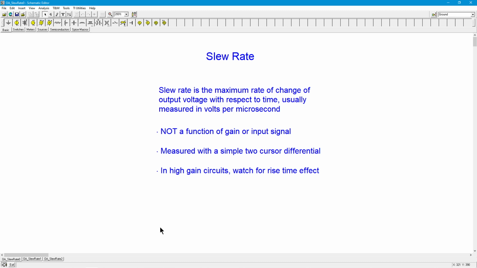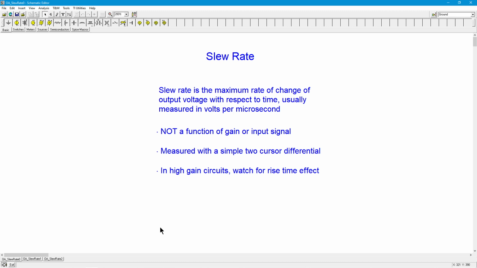And a final thing to remember, a practical tip when it comes to measuring these things in lab, if you have a high gain circuit in particular, although this can happen in low gain circuits, you have to watch for a rise time effect. So particularly in high gain circuits where the F2 is not particularly large, the rise time can be slower than what you would get from slewing. So in order to do that right, you have to make sure that the amplifier is in fact going into a slew-induced state. Okay?